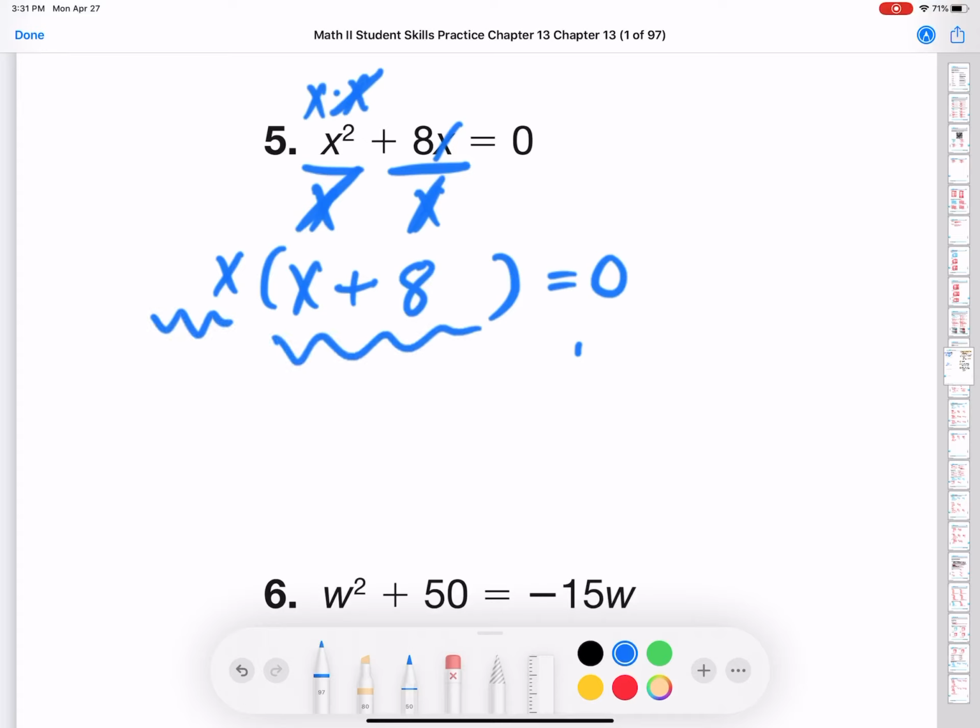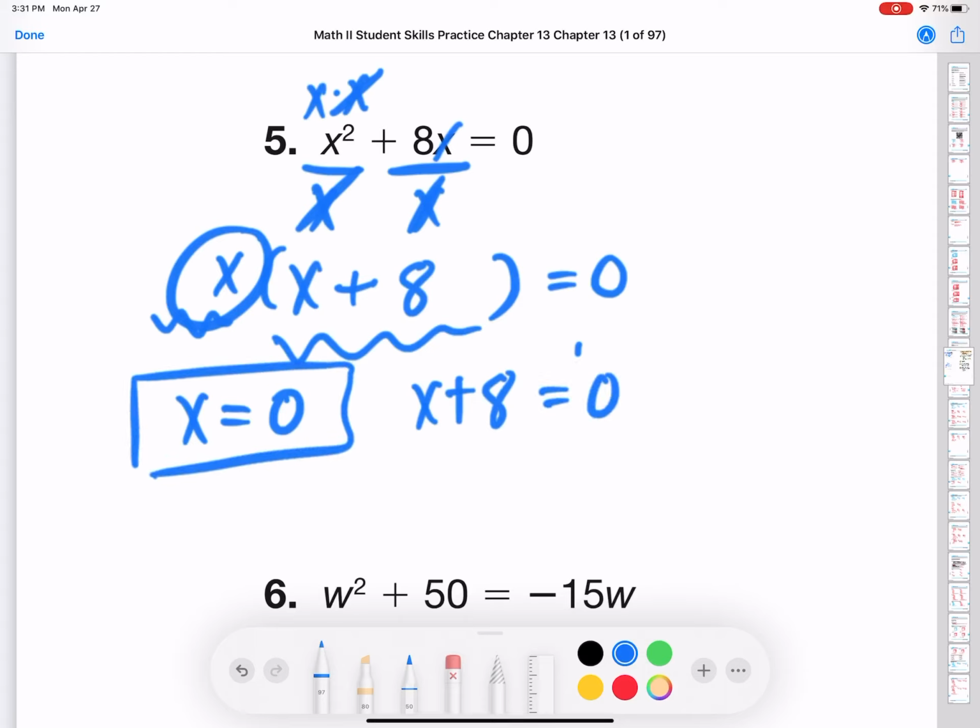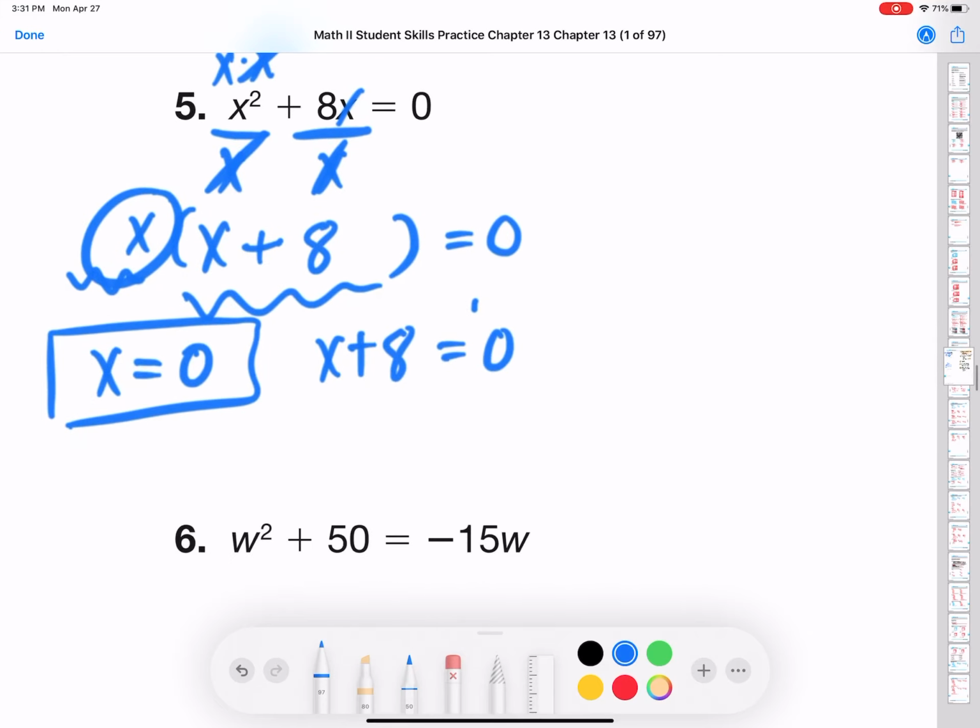Okay, so my first factor is just x, so I have x equals 0. My second factor is x plus 8, set that equal to 0. The first one is solved for already. X is isolated, my variable is alone, so I have x equals 0. My second one, though, I need to solve, so I'm going to subtract 8 on both sides. I have x equals negative 8, and that's my answer.